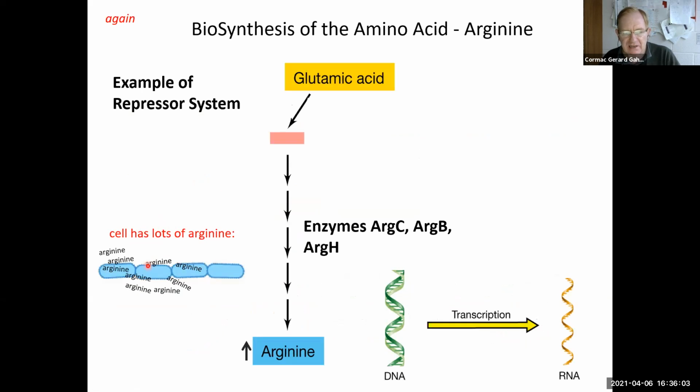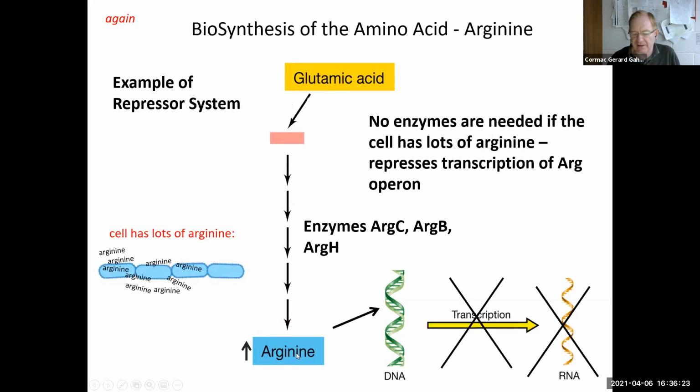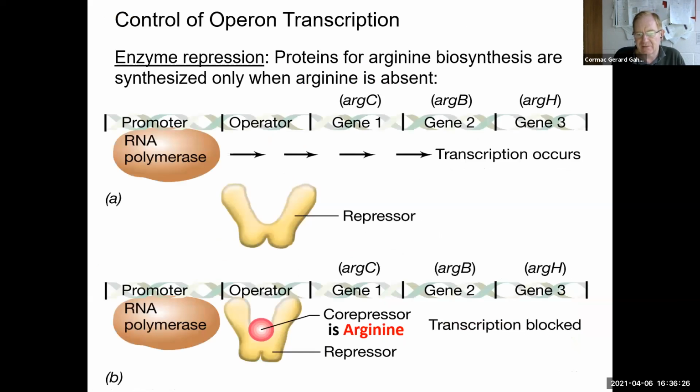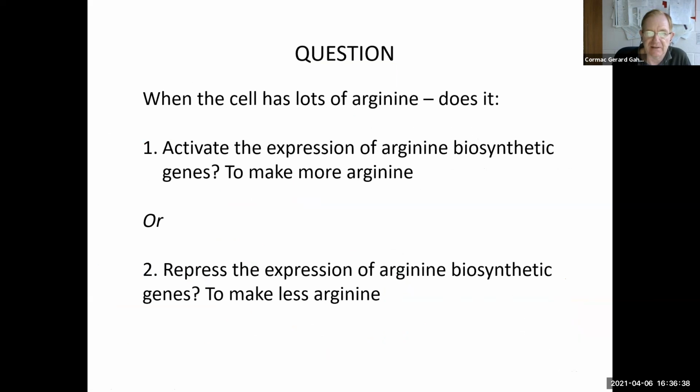What happens when a cell has lots of arginine, arginine all over the place? None of these enzymes are going to be needed. The cell doesn't need to make these, doesn't need to make any more arginine. So what it does is it blocks transcription and it blocks RNA synthesis, and the mechanism is there. This is how it does it. So it represses gene expression by this route, and it makes sense. If you go back over this later, you'll see that it makes sense.